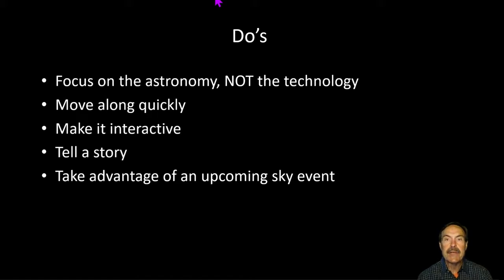Taking advantage of an upcoming sky event is huge. I had 5,000 viewers to one of my sessions last Christmas time because there was the Christmas star, which was a conjunction of Jupiter and Saturn. And everybody was talking about that on social media like Facebook. And so I had a built-in audience because it was a top-of-mind event. And lastly, keep it simple, make it fun.